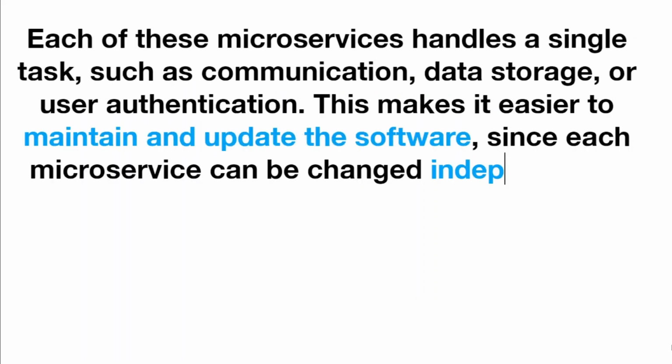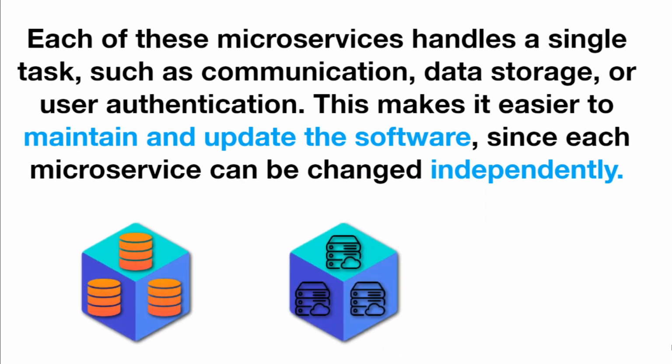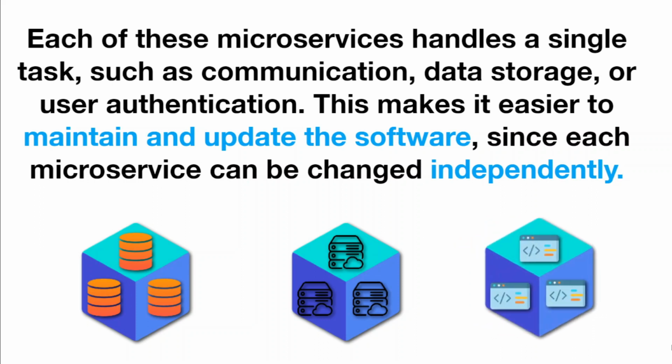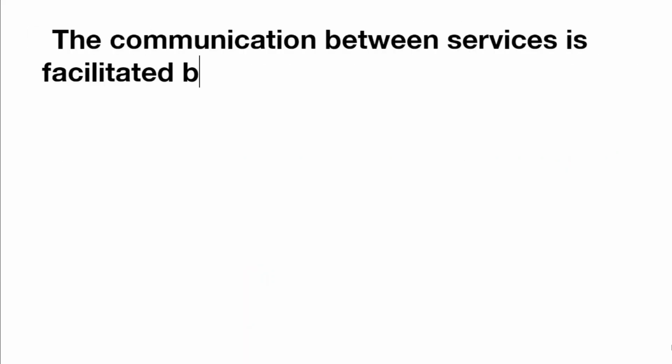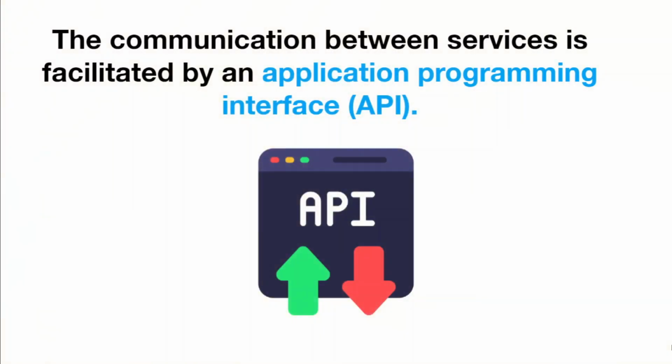Each of these microservices handles a single task, such as communication, data storage, or user authentication. This makes it easier to maintain and update the software, since each microservice can be changed independently. The communication between services is facilitated by an interface called Application Programming Interface. In short, it is API.